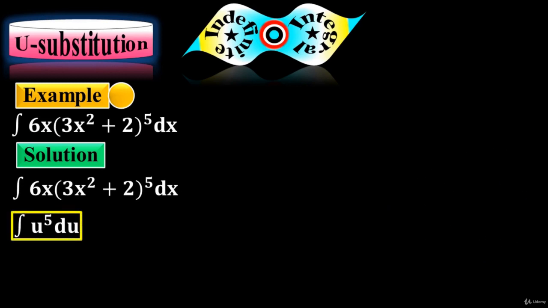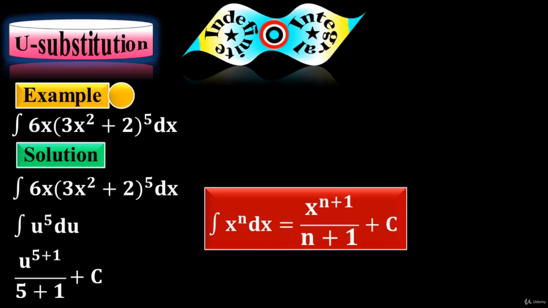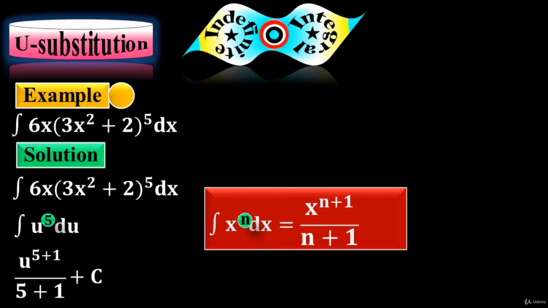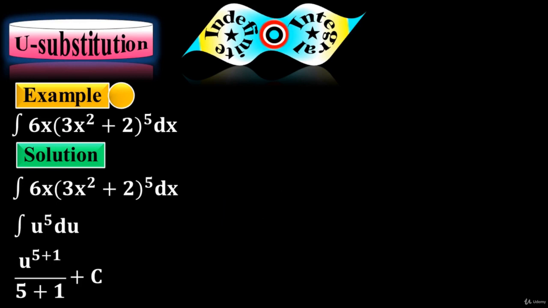Take the integration of u to the 5. u to the 5 plus 1 over 5 plus 1 plus arbitrary constant. We use this formula, integral of x to the n dx. The value of n here is 5. 5 plus 1 over 5 plus 1. Finally, we got 1 over 6 times u to the 6 plus c.